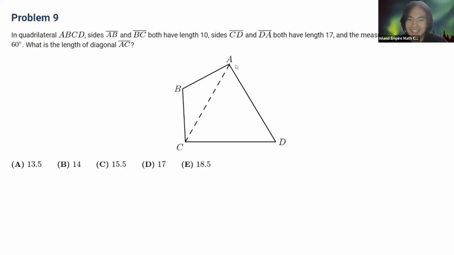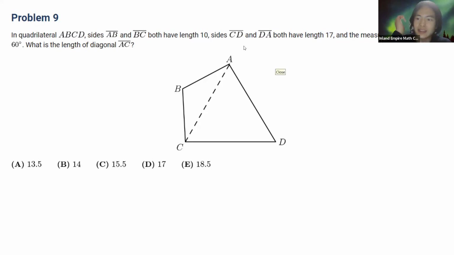Not sure if you're typing. Okay, you're probably typing. While you're typing, I'll just show the official solution and we'll see if your solution lines up with this or not.